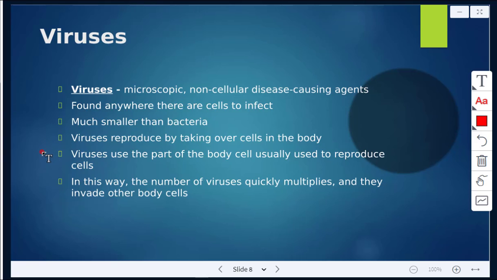They use the part of the body cell that is usually used to reproduce cells, and they use it in their own way to multiply their own numbers. So the number of viruses will quickly multiply, and then they invade other body cells.